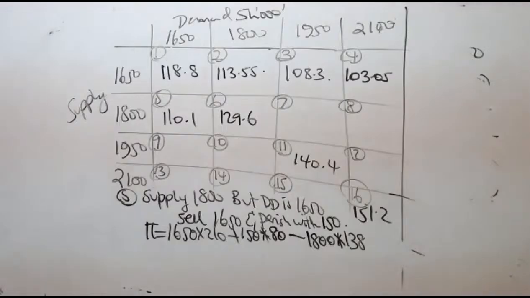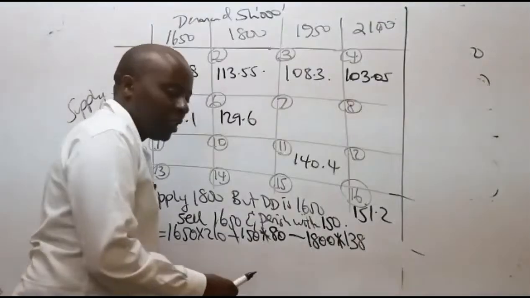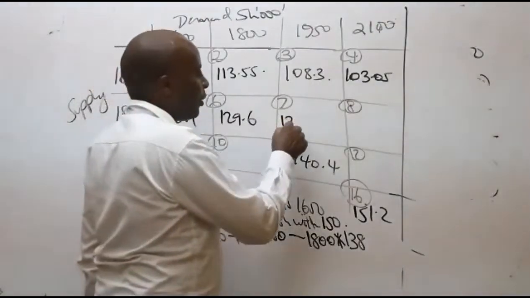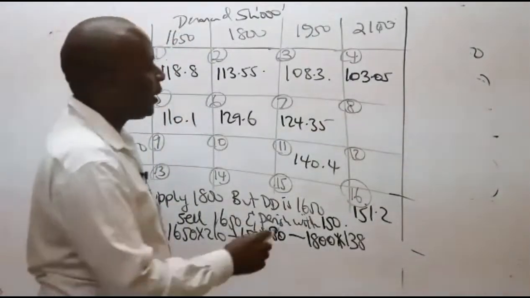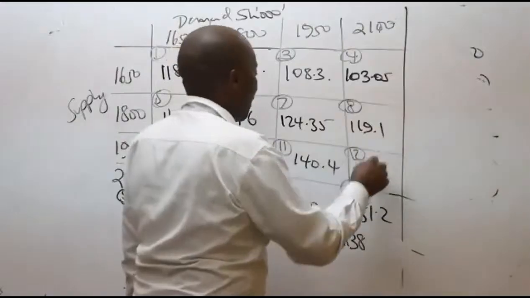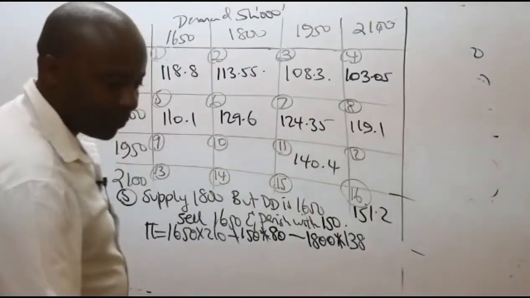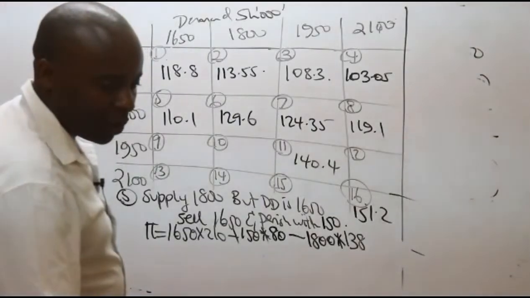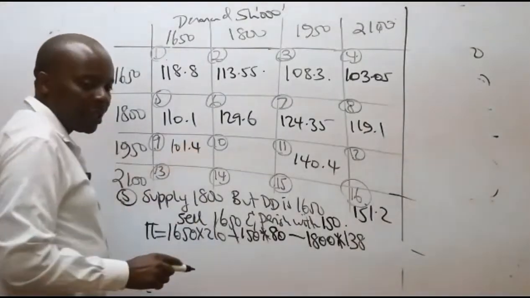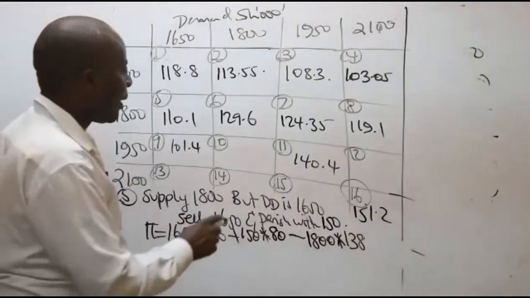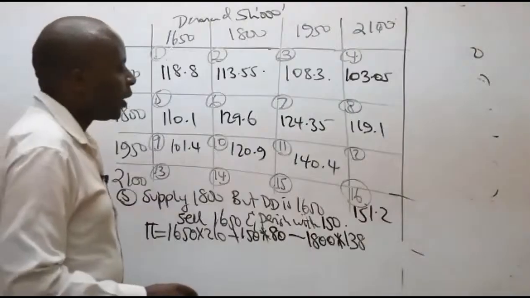So they have given me cell 7, which is 124.35. We have 8, which is 119.1. We have 9, which is 101.4. Then we have 10, which happens to be 120.9. And then we have 12, 135.15.